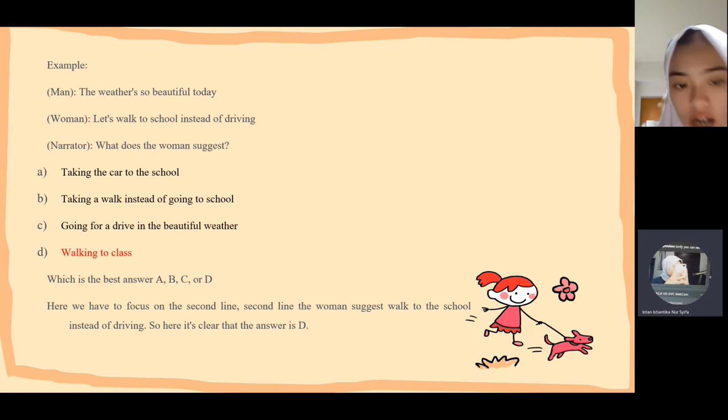And the answer is D. Here we focus on the second line. In the second line, the woman suggests walking to the school instead of driving. So here it's clear that the answer is D.